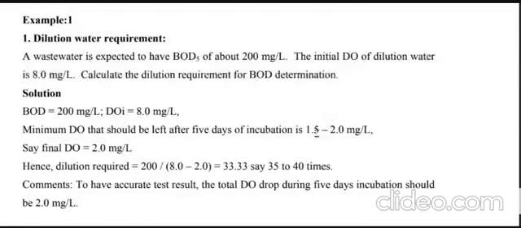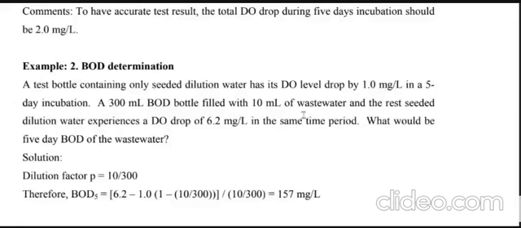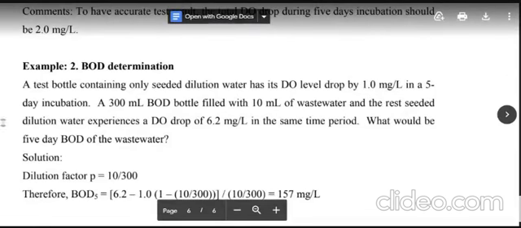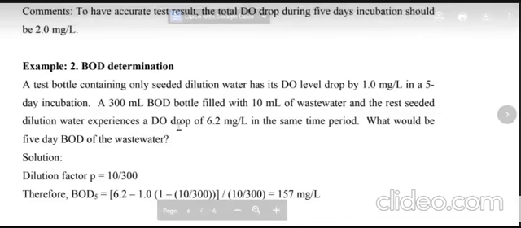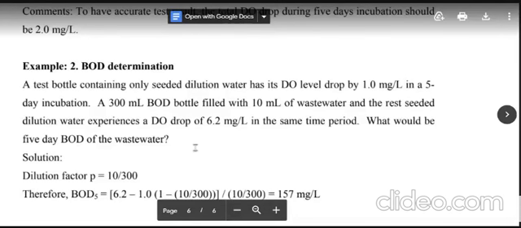Okay, so this is one numerical on how to find the dilution water requirement. This is another numerical. You just take a snap of it and solve it. It is mentioned that a test bottle containing only seeded dilution water has its DO level drop by 1 milligram per liter in a 5-day incubation. A 300 ml BOD bottle filled with 110 ml of wastewater, the rest seeded dilution water, experiences a DO drop of 6.2 milligram per liter in the same time period. What would be the 5-day BOD of the wastewater?